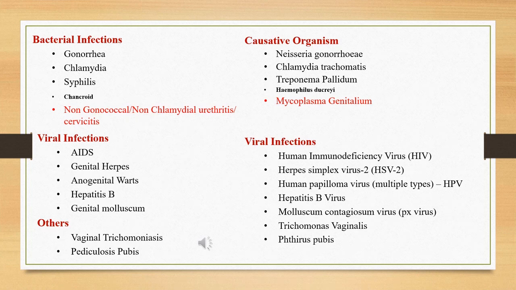Viral STIs include AIDS caused by human immunodeficiency virus or HIV, genital herpes caused by herpes simplex virus 1 and 2, anogenital warts caused by human papillomavirus or HPV, and hepatitis B infection caused by hepatitis B virus. Parasitic STI includes vaginal trichomoniasis caused by Trichomonas vaginalis.